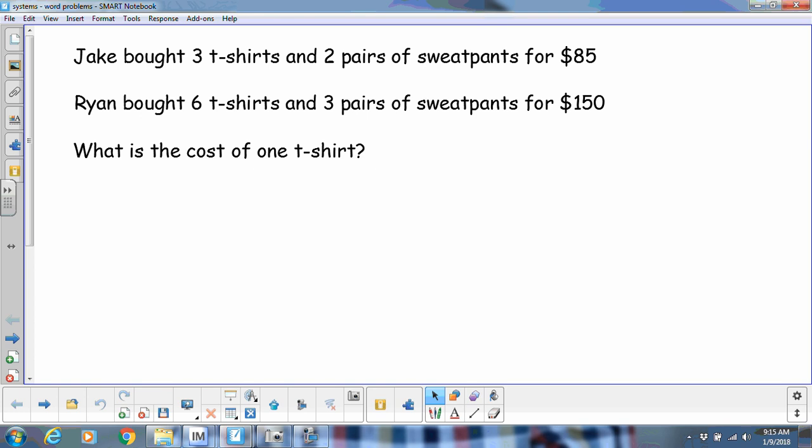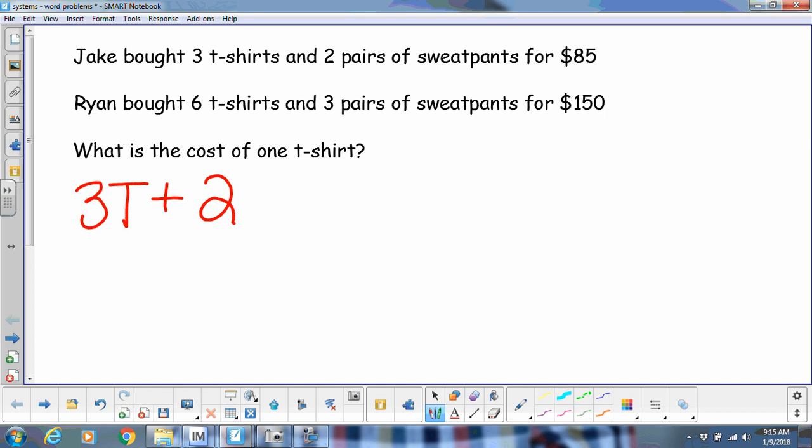Jake bought 3 t-shirts and 2 pairs of sweatpants for $85. Can I make that into an equation? How? We'll say 3t plus 2p equals how much? Is everybody with me? All I did is I took that first line and turned it into an equation. Ryan bought 6 t-shirts and 3 pairs of sweatpants for $150.